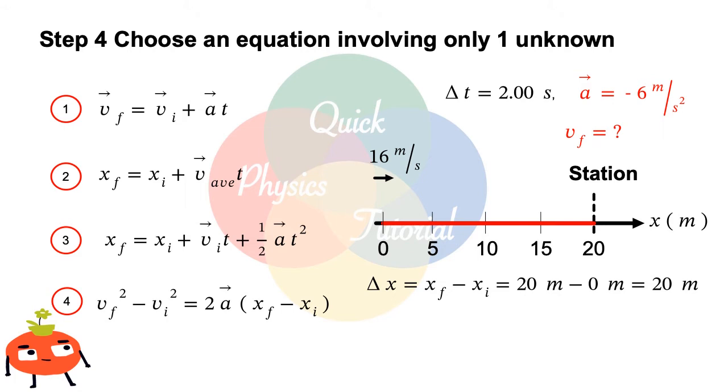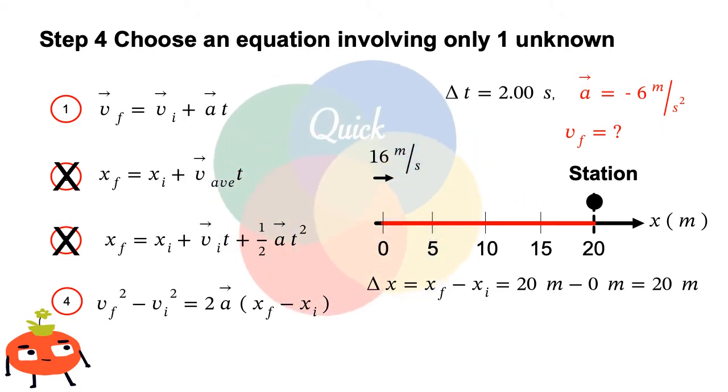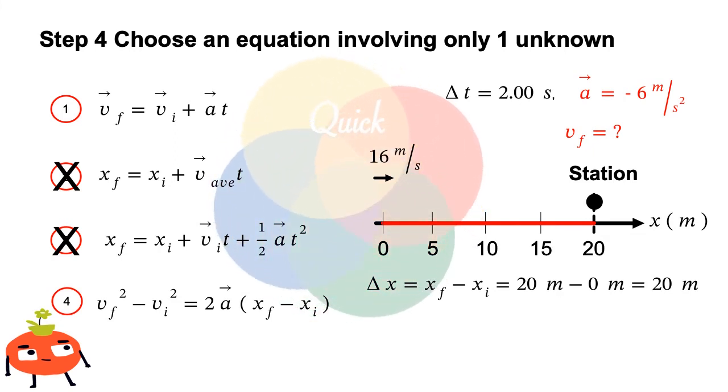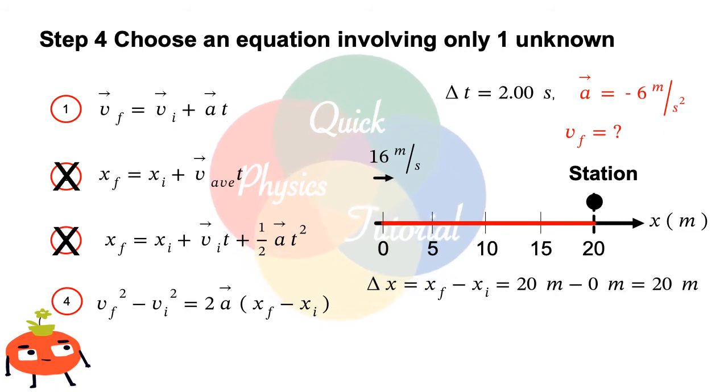However, we cannot use equation 2 since it has no final velocity Vf to answer letter B. Same thing with equation 3. It has no final velocity Vf, so we cannot use it. On the other hand, we can use equation 4 to solve for letter B, since it has only one unknown variable, the final speed Vf. Hence, we can use equations 1 and 4 to solve for letter B. Either of the two, they must give the same answer.